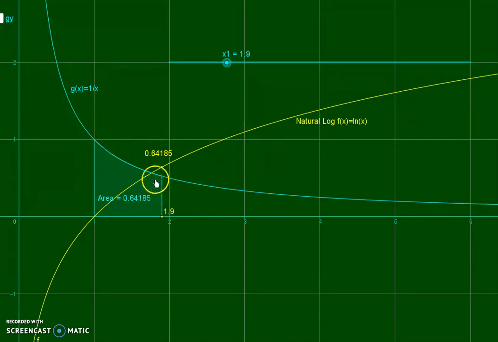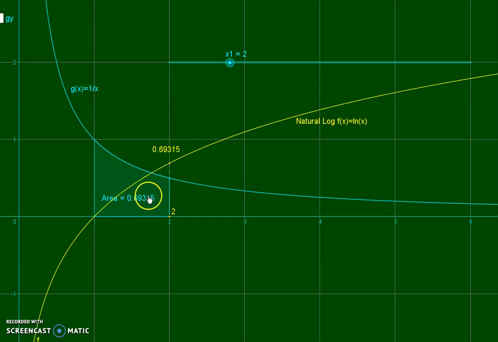What this shaded area represents is the area under the curve, that is the antiderivative from 1 to x of 1 over x. And as you can see, the area under the curve is exactly equal to the natural log of the function. So if we set this equal to 2, the natural log of 2 is 0.69315, and the area under the curve, the integral from 1 to 2 of 1 over x, is the exact same value.